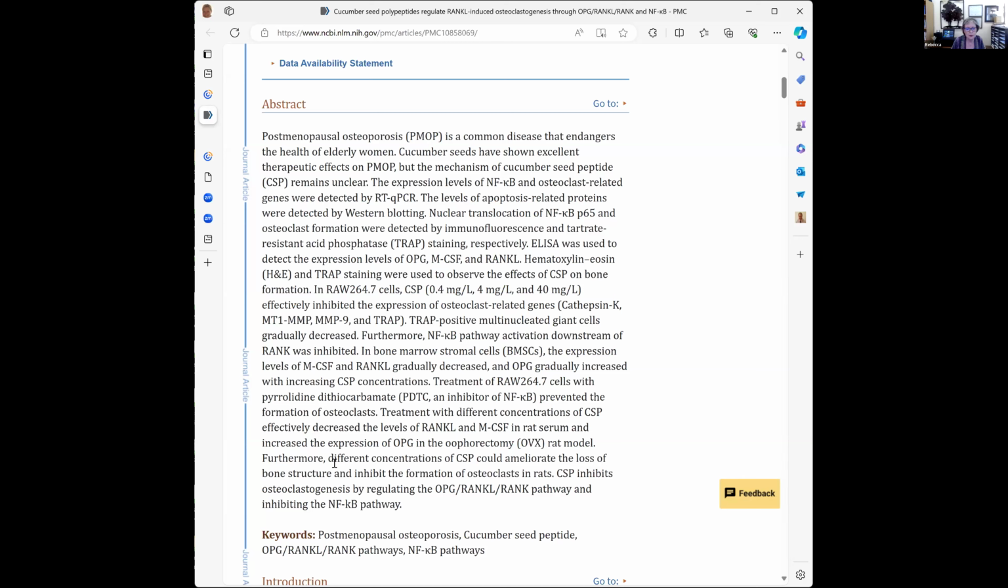In the rat model, therefore, different concentrations of CSP could ameliorate the loss of bone structure and inhibit the formation of osteoclasts in rats. This is where we're really getting with this. Okay, so in rats, but we're not rats, but still, this is what we look for. We look for things that work in different pathways.